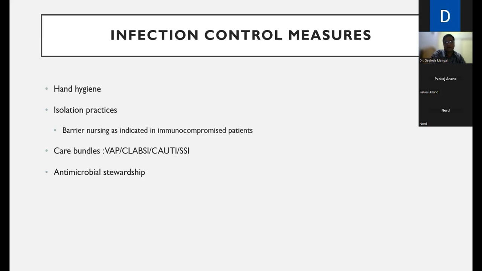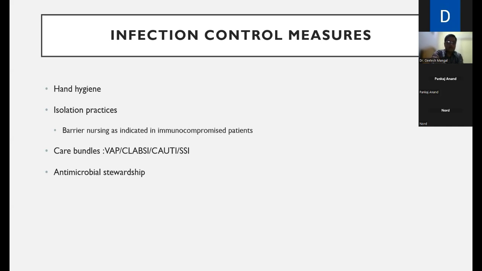Coming on to probably the most important care aspect, that is the infection control measures. Hand hygiene is the most important aspect. Then we all know about barrier nursing, as indicated in immunocompromised patients; we see it in practice in transplant recipient patients. Then there are standard care bundles for ventilator-associated pneumonia, central line-associated bloodstream infections, catheter-associated UTI, and surgical site infections. All these four are the most important hospital-acquired infections, which are preventable to a great extent. So all the care bundles have to be practiced to prevent these infections.